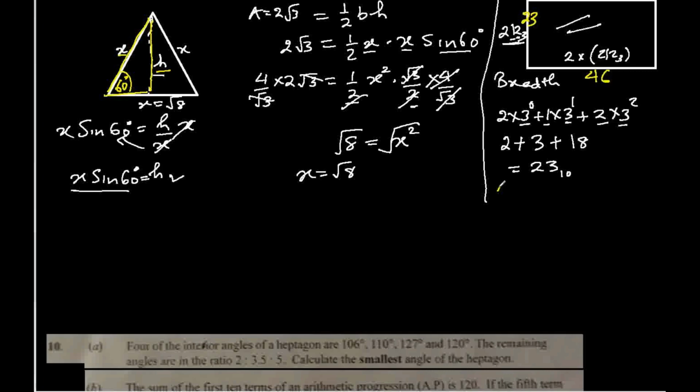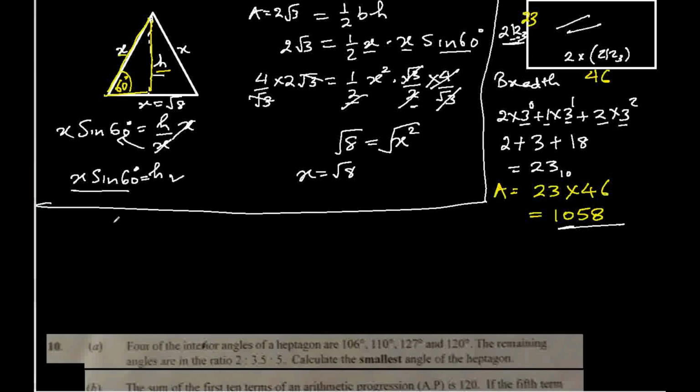So what will be the area now? Area will be breadth times length, which is 1058. Now they are asking us to express this in base 5. So we just convert 1058 into base 5. So let's do it here. 1058, and we divide by 5 to get base 5.